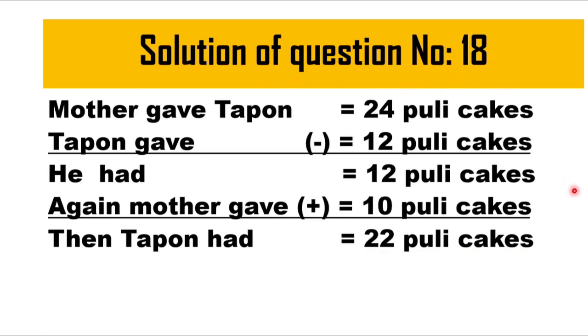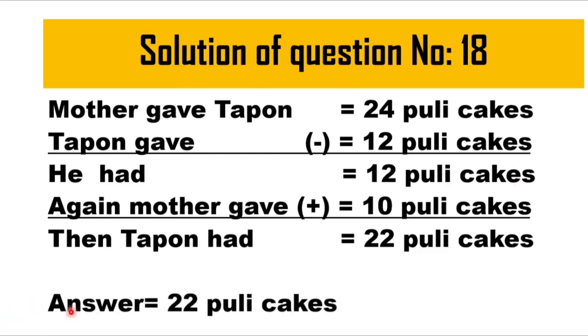But mind it, you should write an answer. You should write an answer whenever you try to solve any type of question. So the answer to question number 18 will be like that. The answer is equal to 22 pulley cakes.